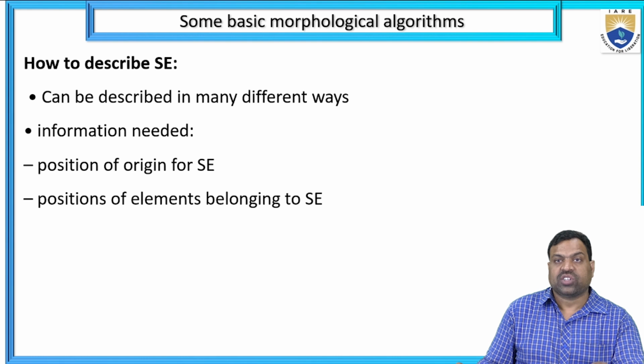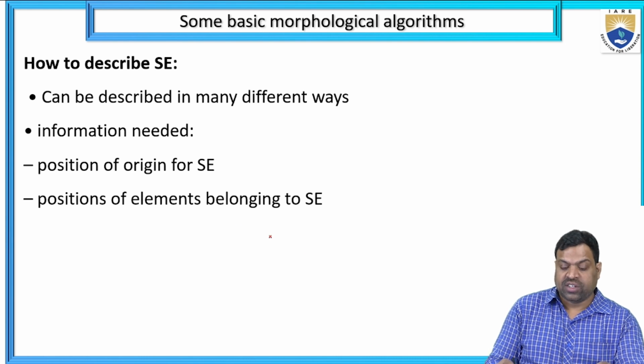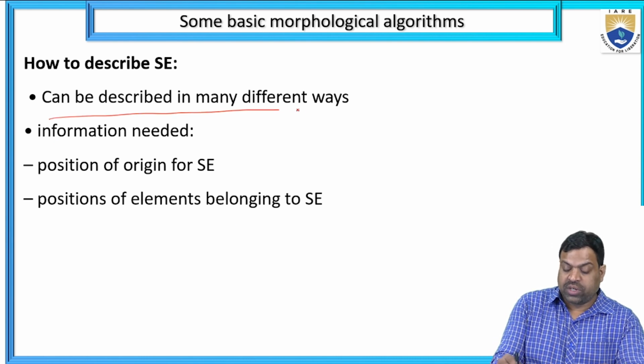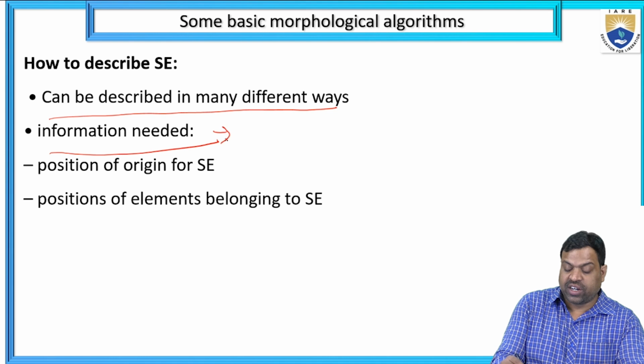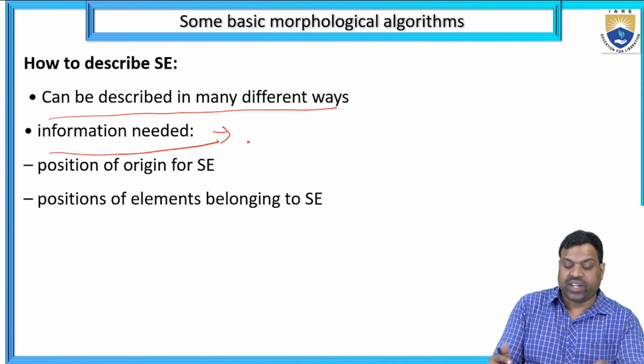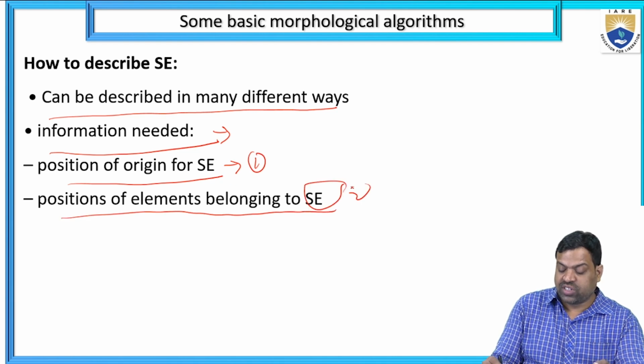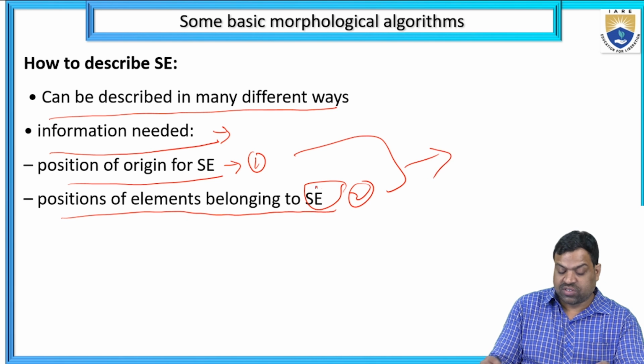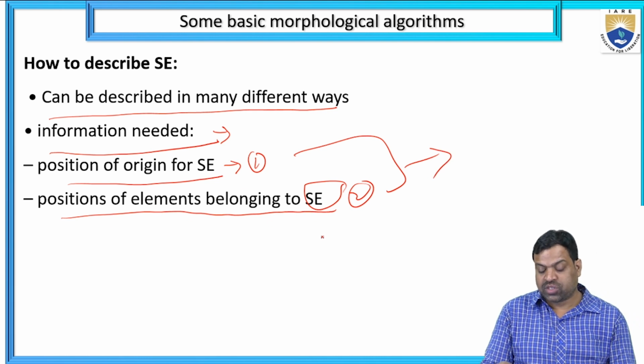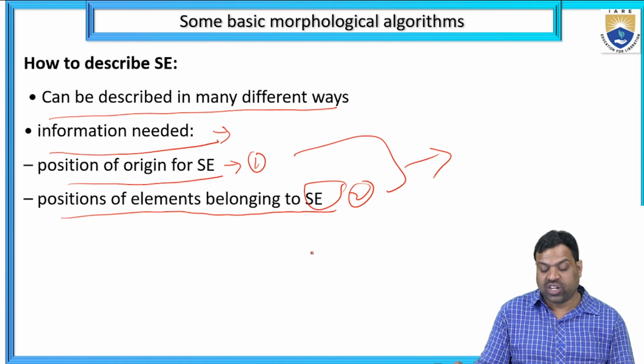How to describe the structural element? It can be described in many different ways. First, information is needed. How is information needed? The position of the origin of SE is important, and the position of the elements belonging to the SE. So these are the two things: position of origin for SE, and position of elements belonging to SE, the structural element.